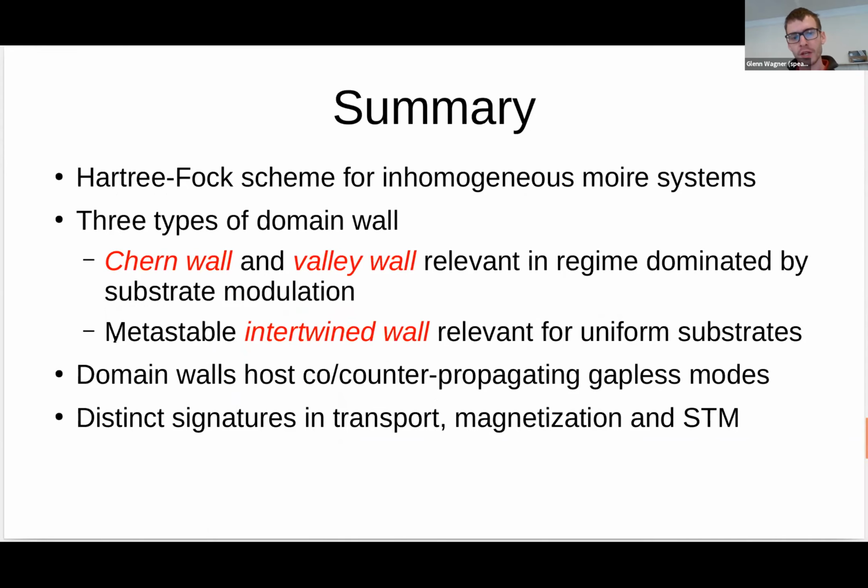On the other hand, we also had the metastable intertwined wall, which was relevant for completely uniform substrates, and this one was pinned by the underlying Moire potential. So depending on whether the Chern number flips or not, we have either co-propagating or counter-propagating gapless modes, and this will lead to distinct signatures in transport. For example, these co-propagating modes can short circuit the sample and then destroy the quantized anomalous Hall effect. They also presumably have different signatures in magnetization and also in STM.